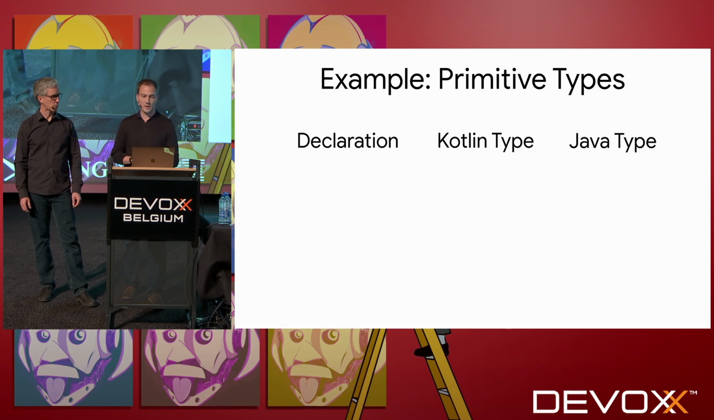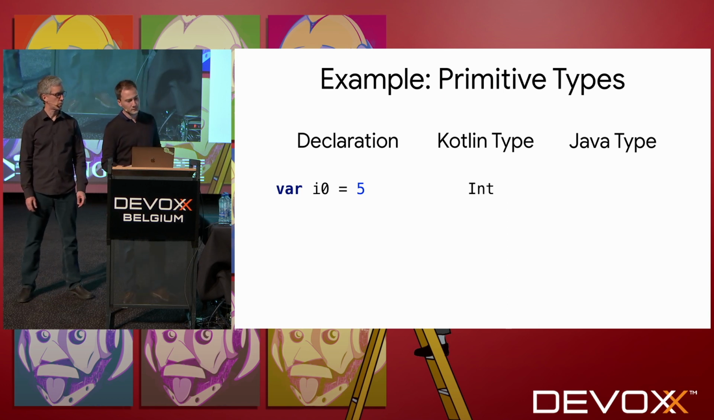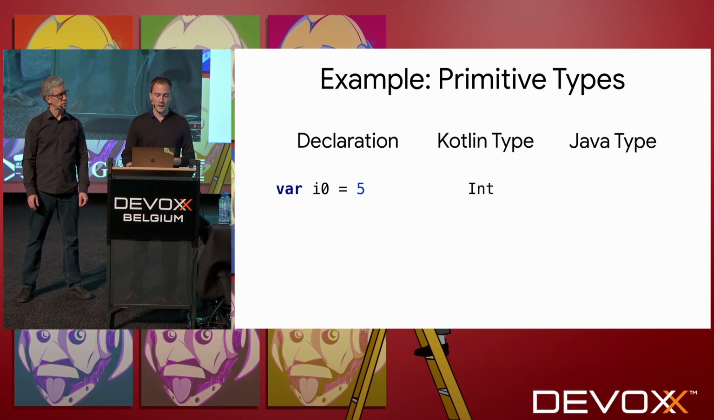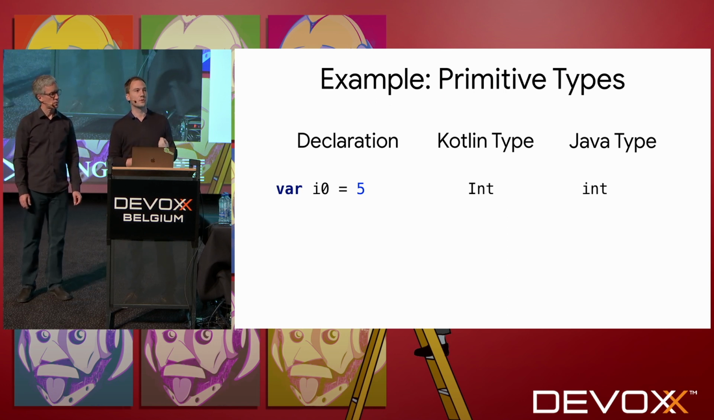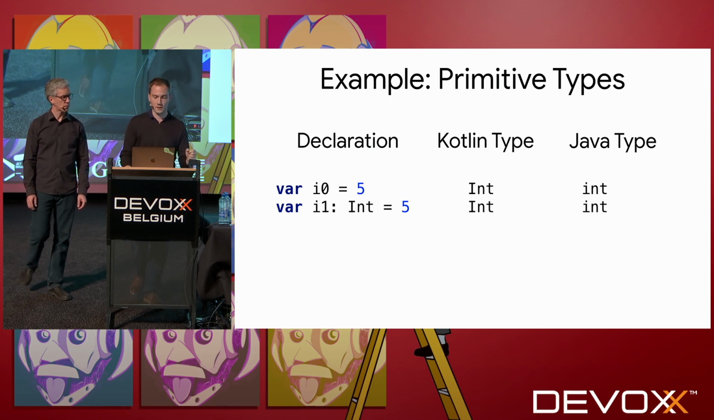So here's a very simple example. Again, for those of you who know Kotlin, there's not going to be anything surprising. But if you have a var called I0 and you assign 5, the Kotlin type will be Int, and the Java type will be a lowercase int. So it's a primitive type in both languages. If you specify the type directly, you don't use type inference. We're in the same situation. It's a capital I Int in Kotlin, and it's a lowercase int in Java.